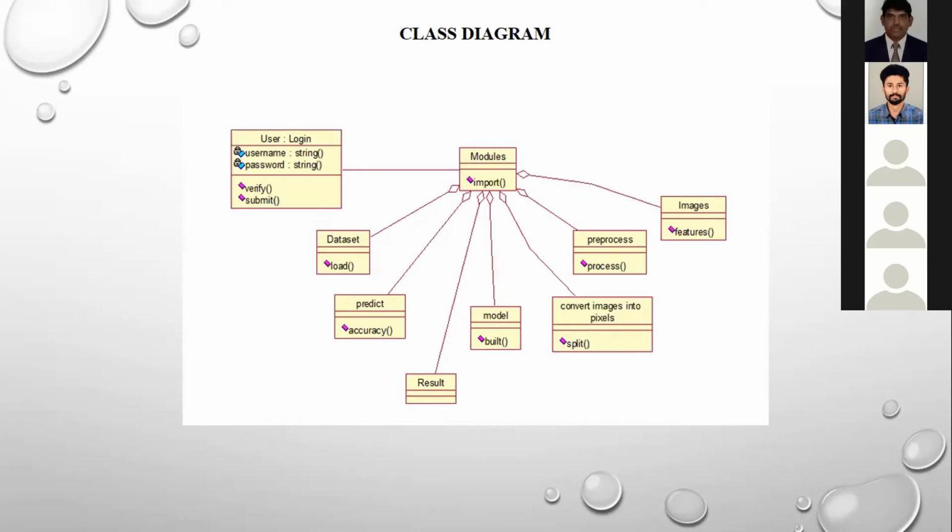The user has to log in, and the modules have to be imported, and on the right side you can see the image. Before extracting features, we have to pre-process those images, and after that we extract features from each colposcopic image, convert the images into pixels, build models, predict from the database, and predict the output. Finally we get the result.